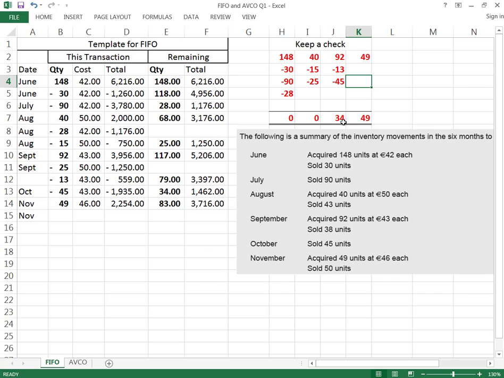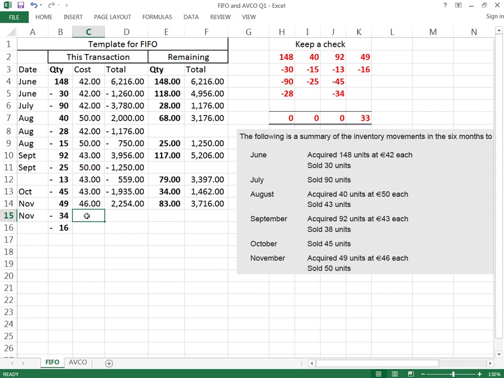So we had 34 left as we had seen here. Now we've bought another 49. And what's our last transaction? Our last transaction is that we're going to sell 50. Well, I only have 34 to sell out of here. So I'm going to sell the 34 from the 92. And the remaining 16 are going to come out of this final 49. So I'm going to say 34 and 16. So between the two of those, they're going to make my sale of 50.